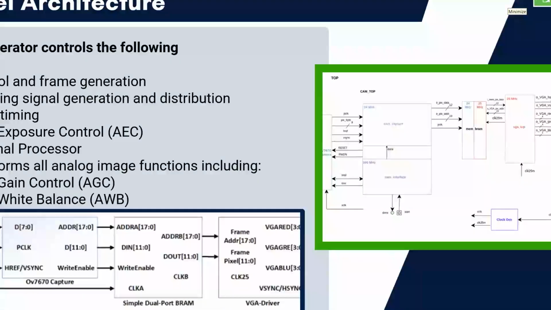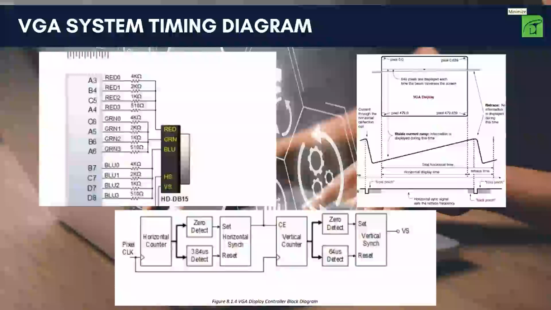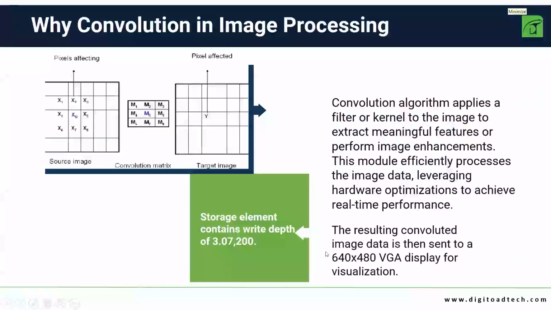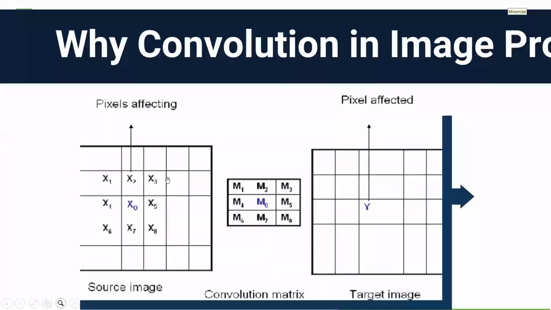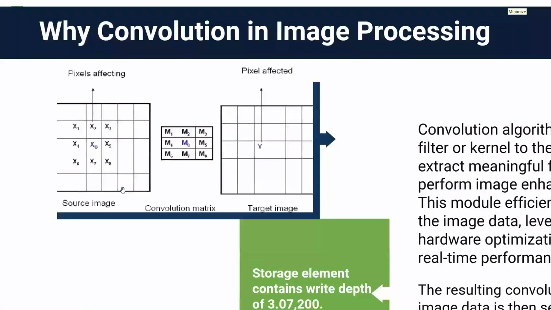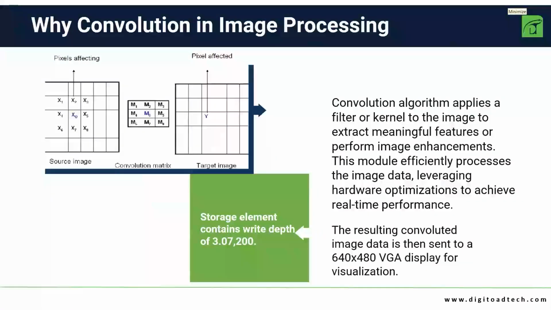307,200. 307,200 is the pixel depth because we are practically storing that many pixel intensity values inside a storage element. So 640 by 480 is 307,200. That is the depth we are including here. So for the storage element write depth we are using the convolution matrix. After completing all those pixel values, we involve a kernel, and we can produce many applications like Sobel edge detection and Gaussian filter. All of these can be implemented for image processing using the OV7670 camera.